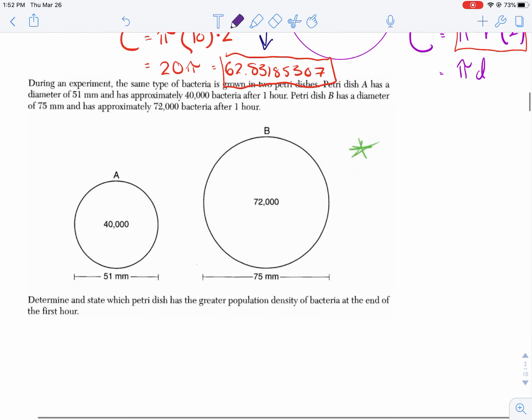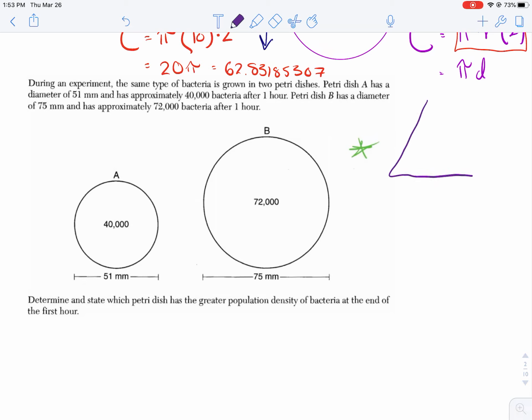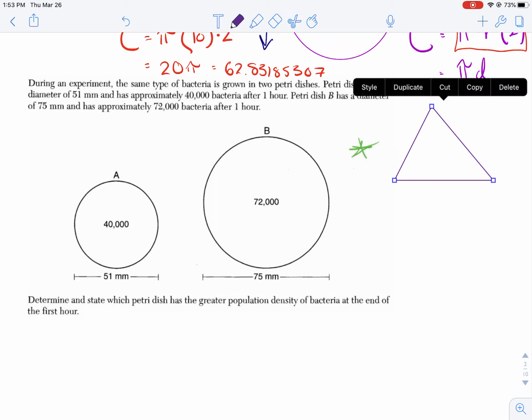All right, so next one's kind of interesting. Now, we've done density. We haven't done population density, okay? So I don't think this one is too much beyond you guys. We have dealt with density before. This one just breaks it down on a little different level, okay? But the process is still very similar. So let's talk about it. So during an experiment, okay? And also, let me draw the triangle here. See if I can get a nice triangle going. Nice. Whoops. Okay.